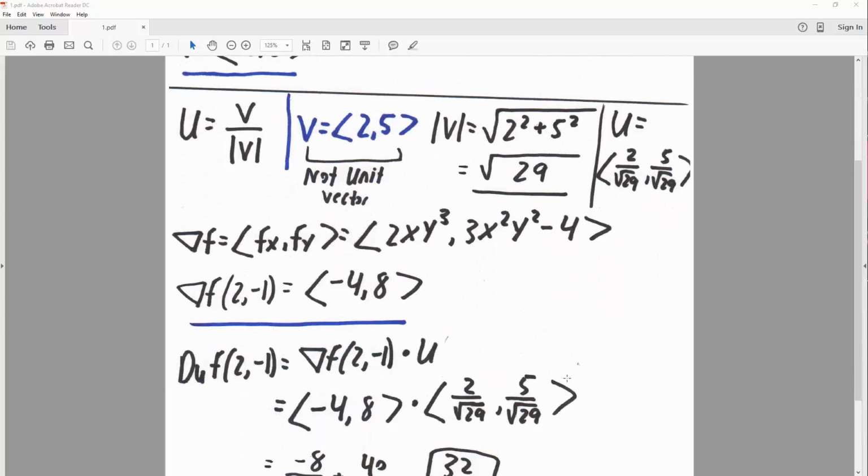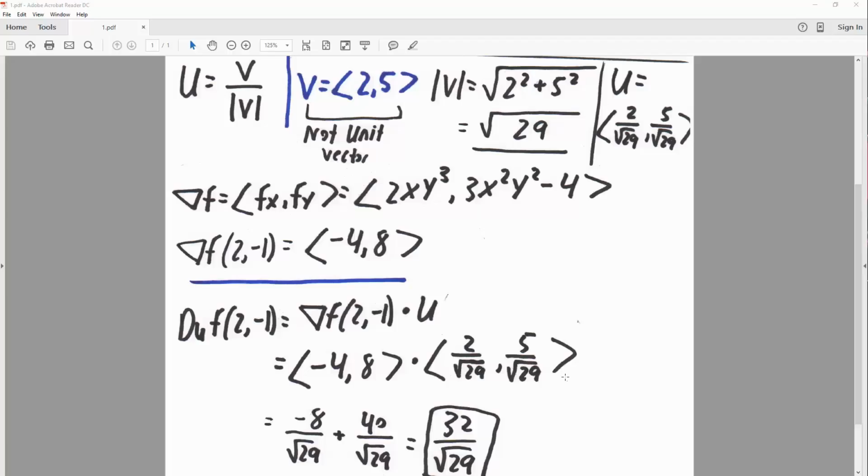So now we're close. In order to get the directional derivative, we take the dot product of the gradient times the unit vector. So we have <-4, 8> times the vector <2 divided by square root of 29, 5 divided by square root of 29>. And when we do the dot product, we would get -8 divided by square root of 29 plus 8 times 5 is 40, 40 divided by square root of 29. And so our final answer for the directional derivative is 32 divided by the square root of 29. And that's all we need to do.